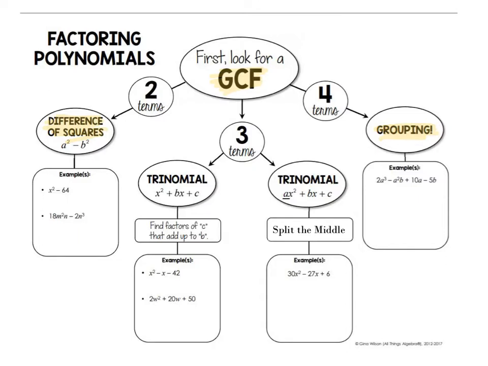So essentially this is going to be our step number one, because we always want to pull out a GCF first if possible. After that, it depends on the number of terms. If it's 4 terms, we look to do grouping. If it's 2 terms, we look to do difference of squares.